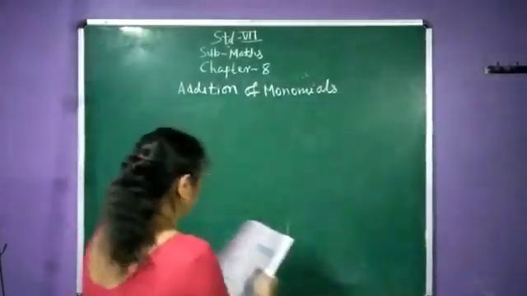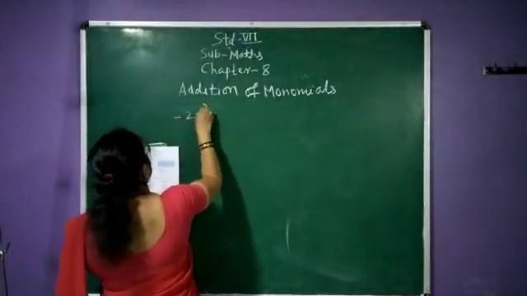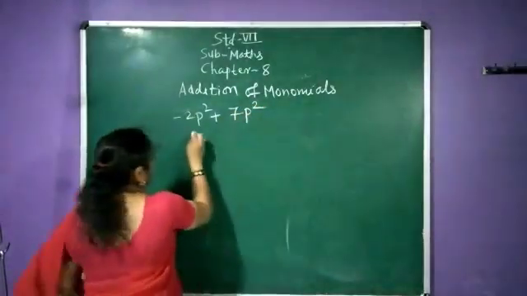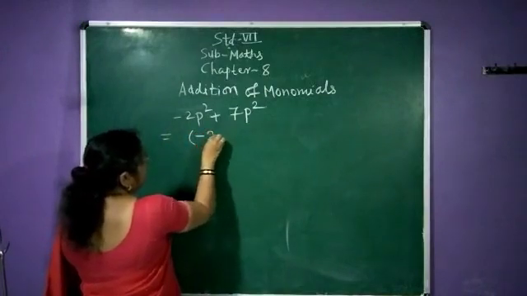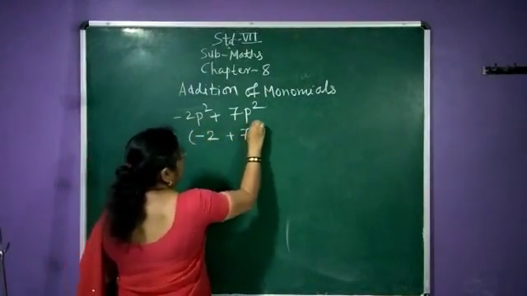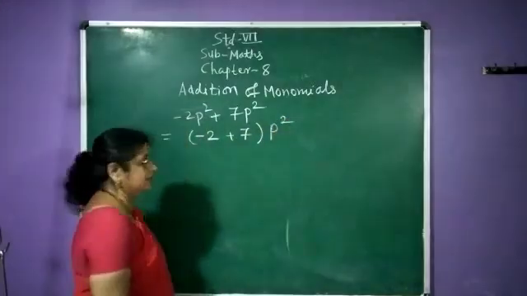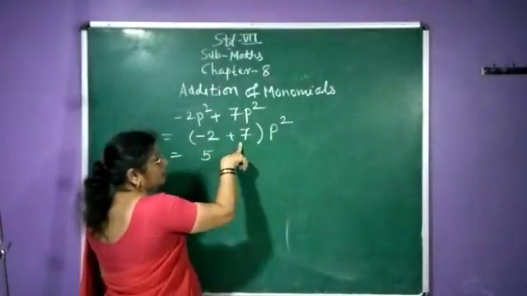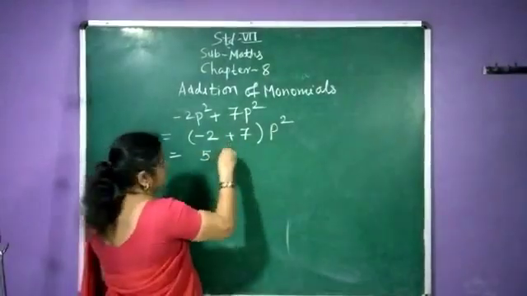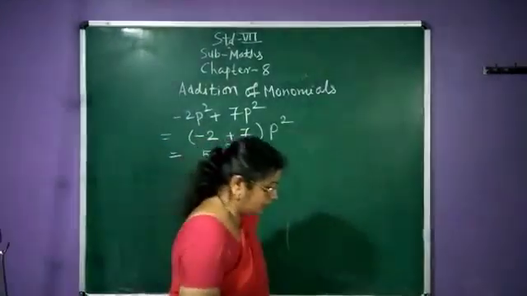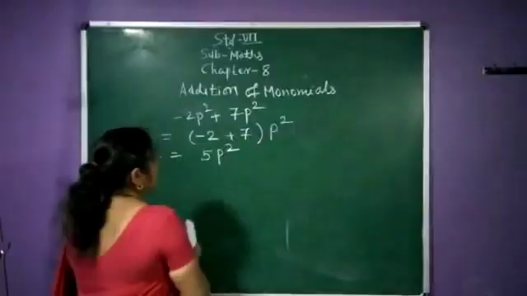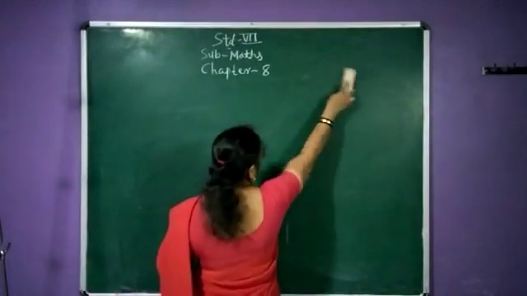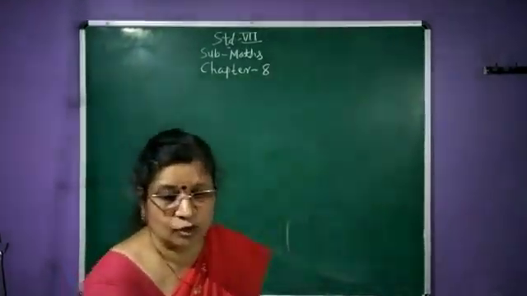Minus 2p square plus 7p square. Now this is very simple because you have to take the coefficients of p square along with the sign, and then outside the bracket write down the variable. Now minus 2 plus 7, again your answer will be plus 5 because the bigger number is 7 with plus sign. So your answer is 5p square. This is how you have to do the addition of monomials. It's very simple. Okay, have you understood up to this? Now this is very easy because monomials are there.